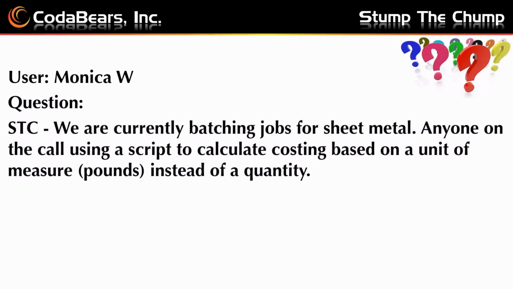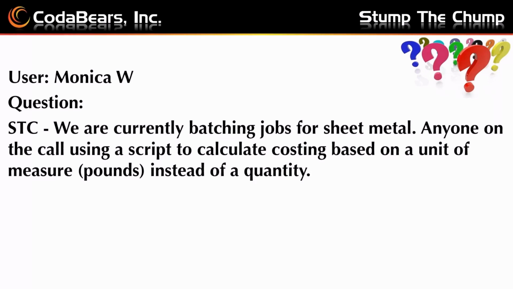Next one. Hey, back to Monica. I'm a popular person today. Pitching jobs for sheet metal. Anyone using a script to calculate costing based on a unit measure of pounds instead of quantity? I think we have it figured out, but we just want to make sure that we're not shooting ourselves in the foot. Is it a part specific UOM? So we inventory it and have it in stock in sheets, right? Which is inch by inch dimensions. One sheet is a specific amount of dimensions, and then the unit of measure that's on the part that's being cut is in pounds. And so it gets a little wonky.